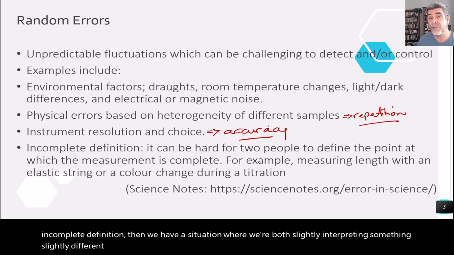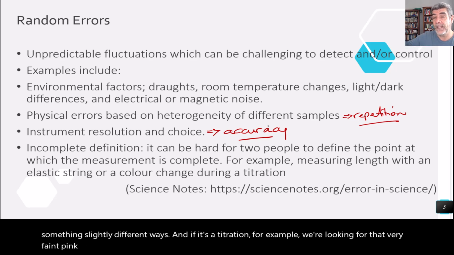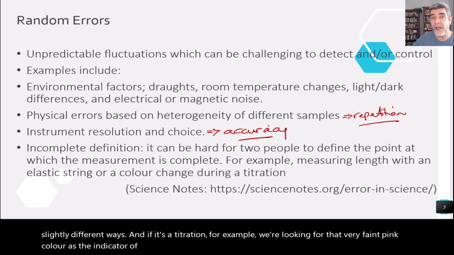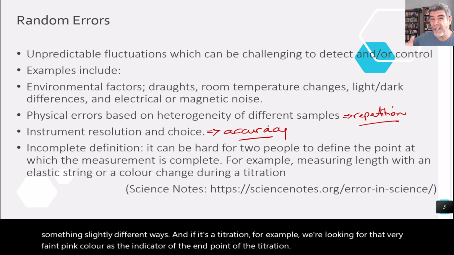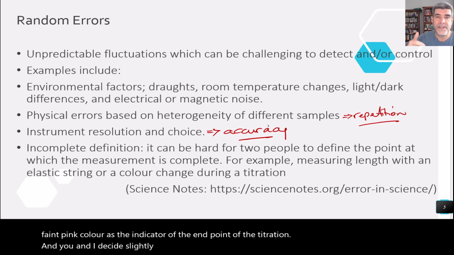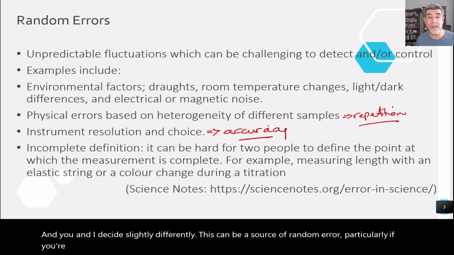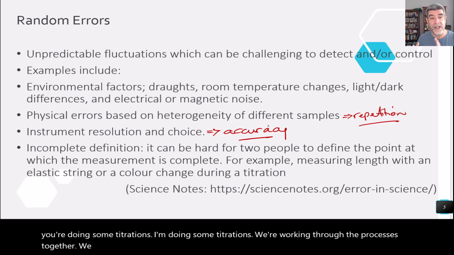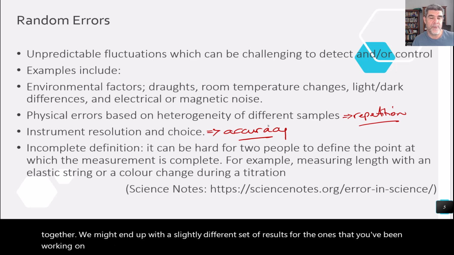And if it's a titration, for example, we're looking for that very faint pink color as the indicator of the end point of the titration, and you and I decided slightly differently, this can be a source of random error, particularly if you're doing some titrations, I'm doing some titrations, we're working through the processes together. We might end up with a slightly different set of results for the ones that you've been working on to the ones that I've been working on.